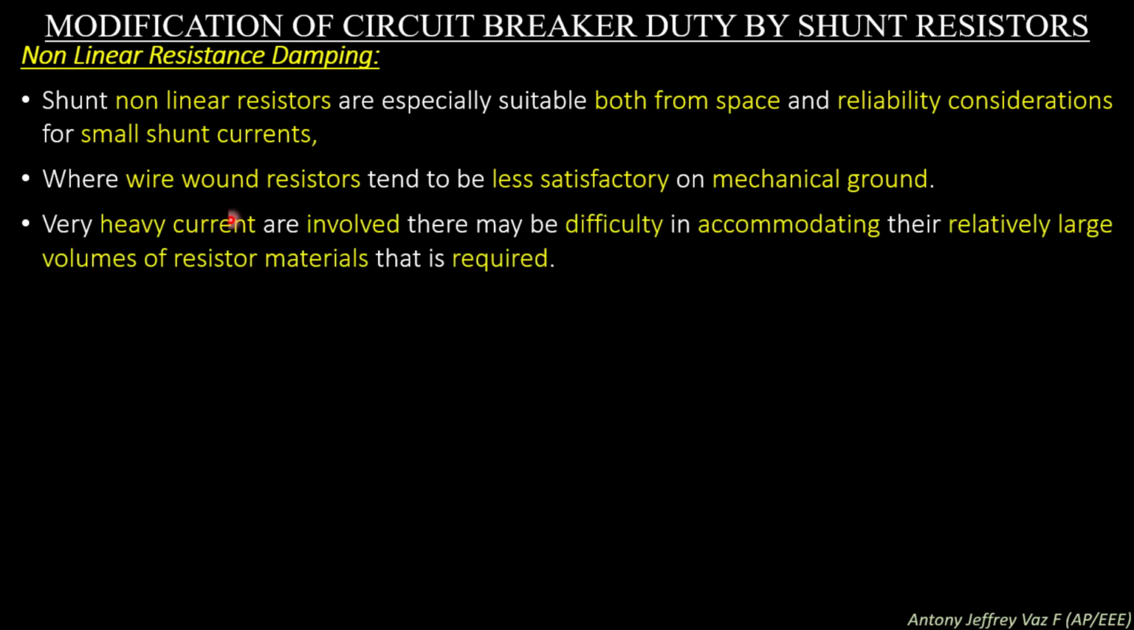Very heavy currents are involved. There may be difficulty in accommodating the relatively large volume of resistor material that is required. When a very heavy current is associated with the arc, it is very difficult to accommodate a large volume of resistor material, because a wire wound resistor has a very low resistance compared to other porcelain or carbon resistors. So when heavy current is involved, a large amount of wire of higher grading resistance is needed, and it is very difficult to achieve such a high resistance using wire wound resistors.